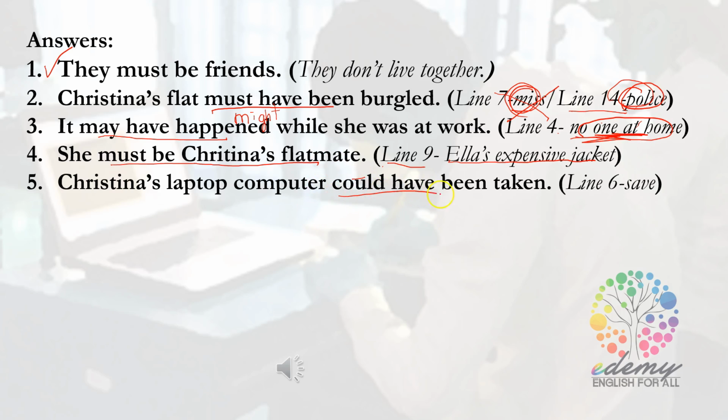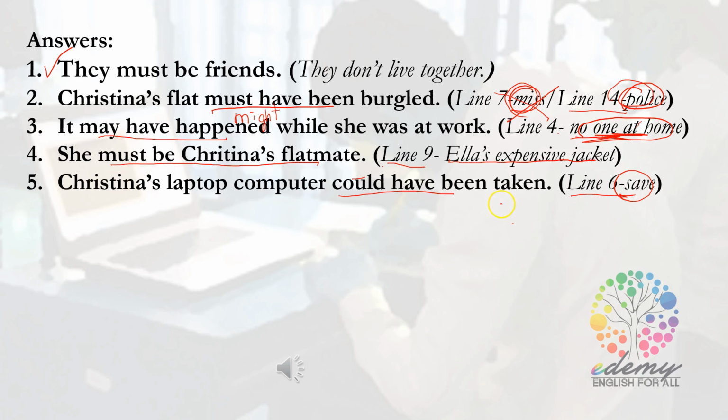Why do we use could have been here? Everyone, please look at line number 6. There is a clue. On line number 6, Rachel mentioned, have you saved everything? So the word save is the clue. The situation might be that Christina lost her laptop already, so Rachel asked her whether she has saved the files or the document in a flash drive or something. So it means that Christina's laptop could have been taken.